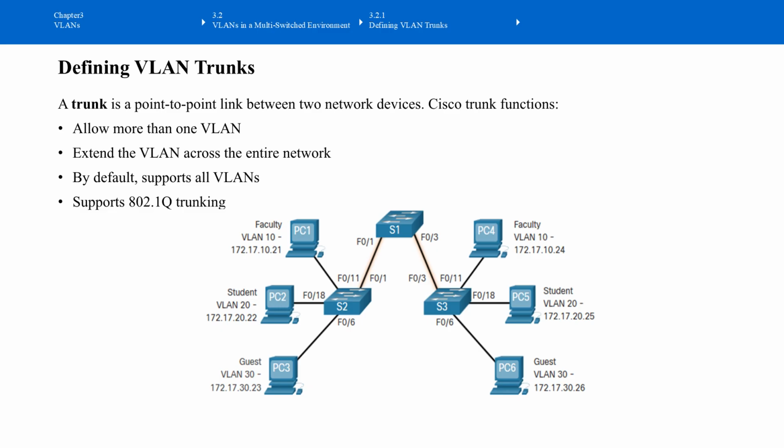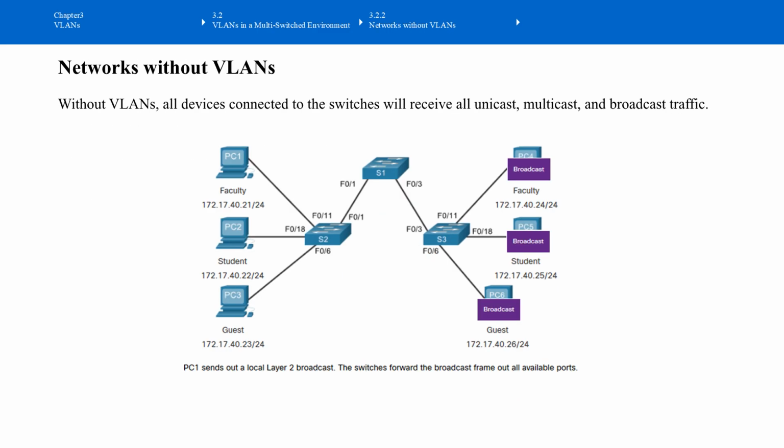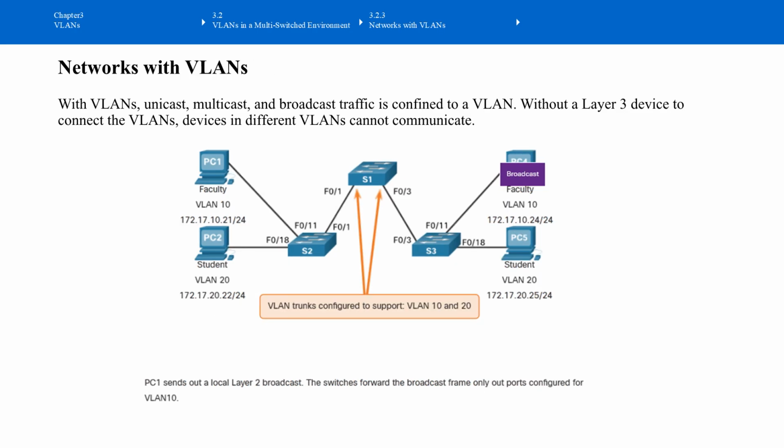Same as the switch 1, switch 3 connection. The two FastEthernet ports F0/3 and F0/11 from switch 1 and switch 3 respectively need to be configured as trunk ports. The networks without VLANs: without VLANs, all devices connected to the switches will receive all unicast, multicast, and broadcast traffic. With VLANs, unicast, multicast, and broadcast traffic is confined to a VLAN. Without a layer 3 device to connect VLANs, devices in different VLANs cannot communicate.